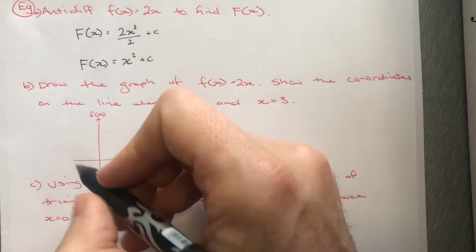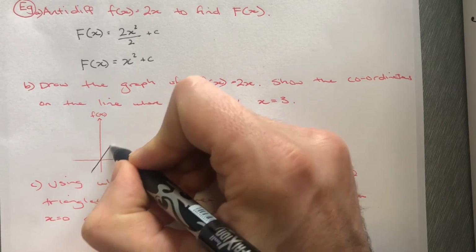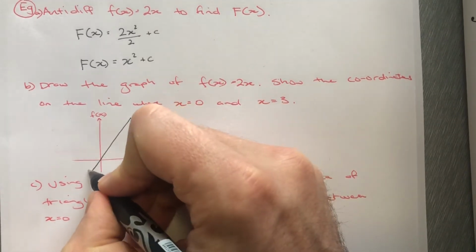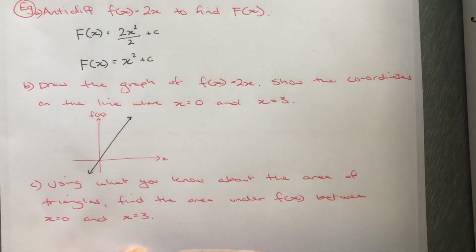So 2x is just a straight line, isn't it? With a gradient of 2. So it might look something like that. It keeps going both ways.